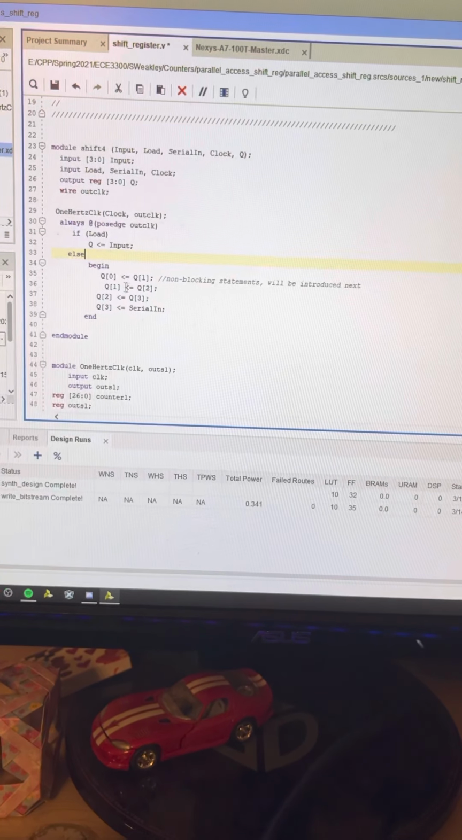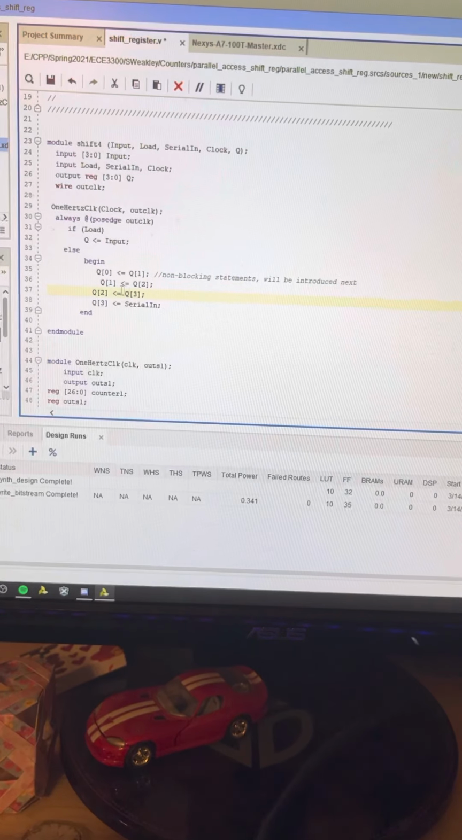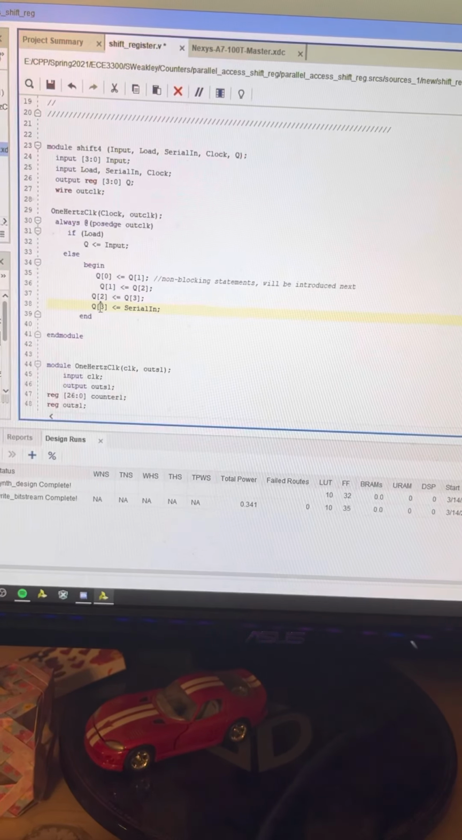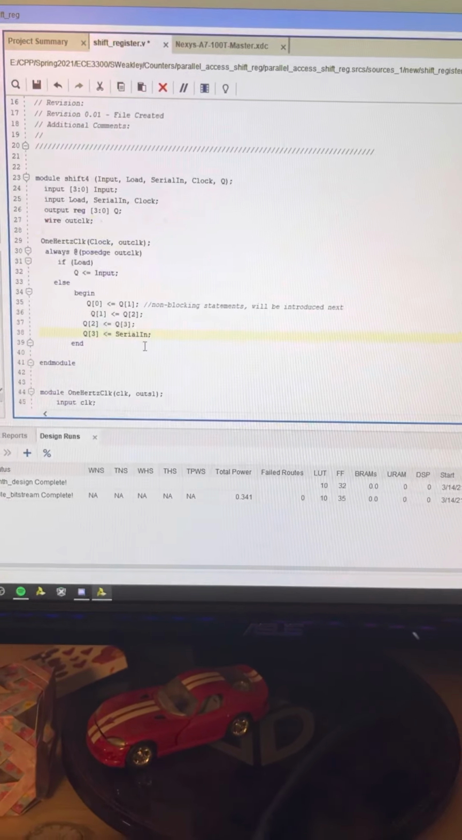And when that happens, we're going to set Q1 to Q0, Q2 to Q1, Q3 to Q2, and serial in to Q3. And these are non-blocking, so they happen at the same time. Look at that. We learned, huh? Pretty good. So what's this look like in action, though? You might be asking yourself.